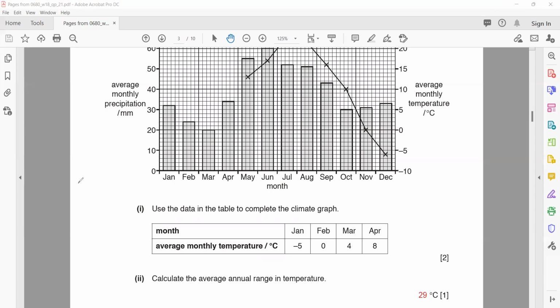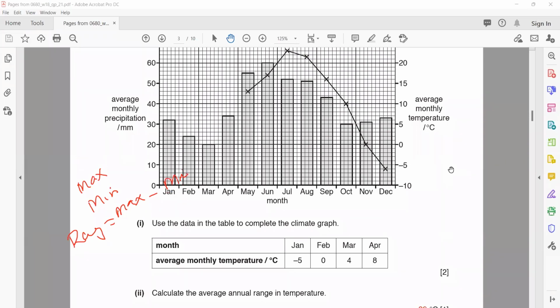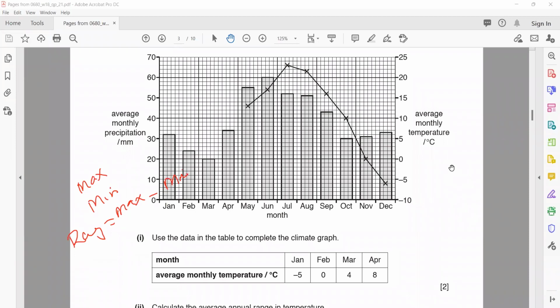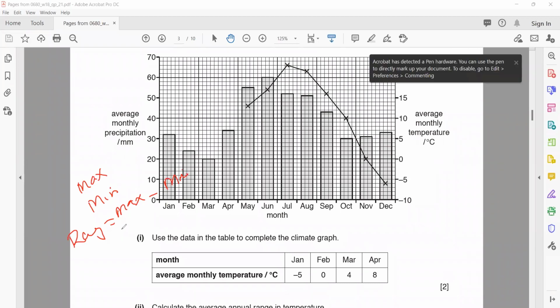Range means you take the maximum value, you take the minimum value, and for range you do maximum minus minimum. And when they talk about temperature, what is the maximum temperature you have here? Tell me. 23. Okay, so maximum we say 23, minus. What is the minimum we have here?